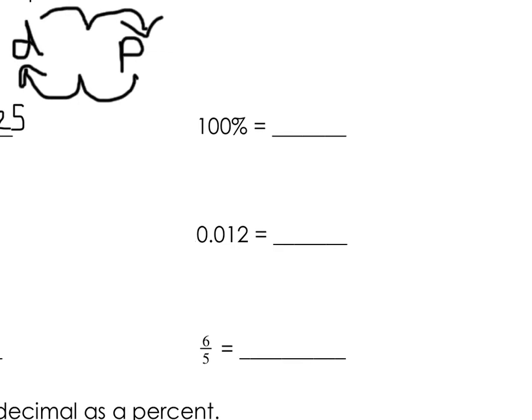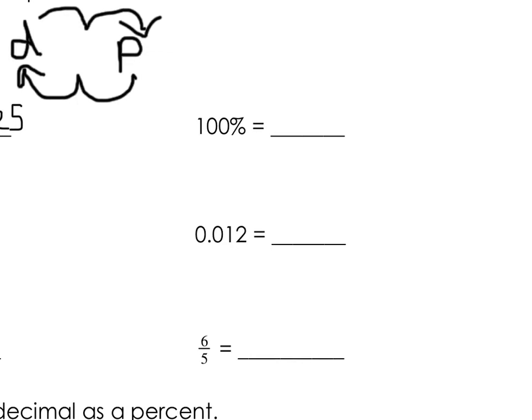And drop that percent sign. 100%, currently the decimal is to the right of the rightmost 0. We want to move it 2 places to the left. That gives us 1. 100% is the same thing as 1.